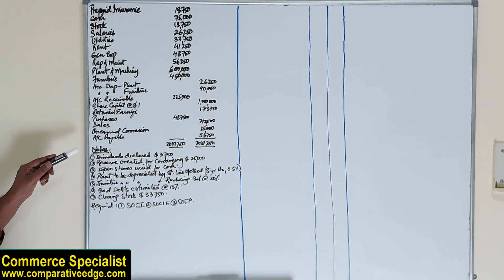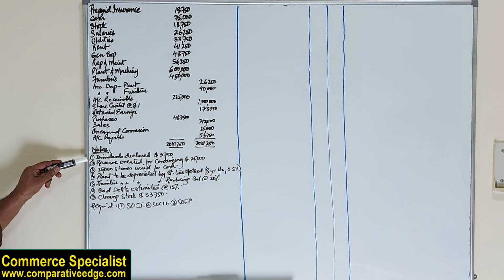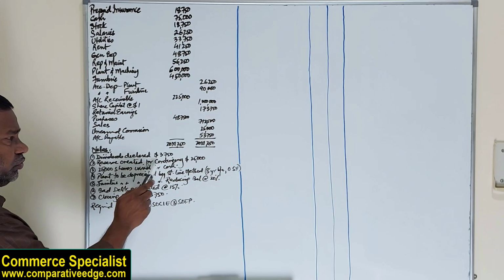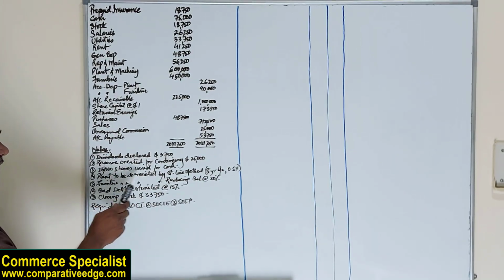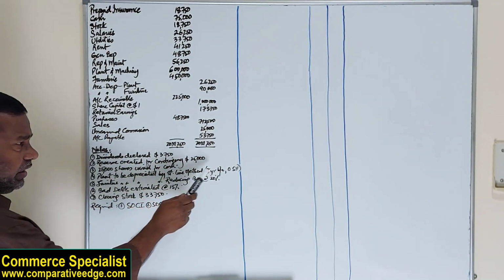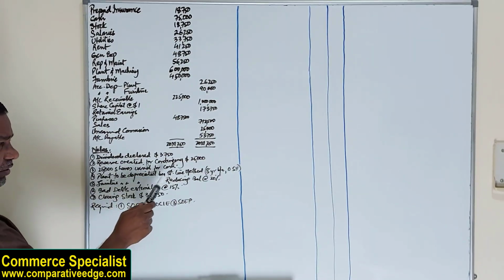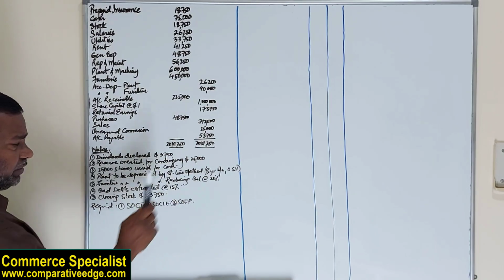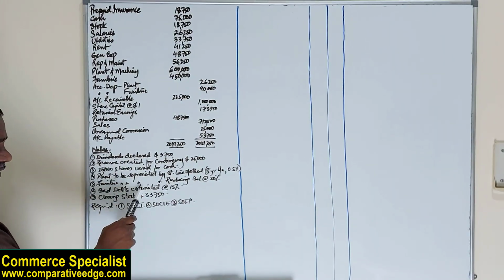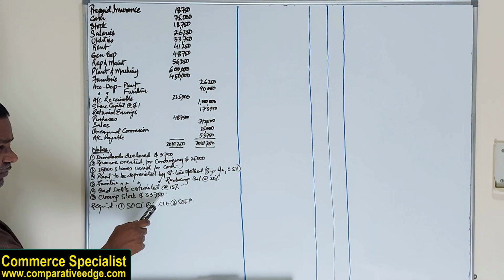totals are 2,081,250. Some adjustments are given here in the notes. Dividends declared 3,750, reserve created for contingencies 25,000, 25,000 shares were issued for cash, plant to be depreciated by straight line method, 8-year life, 0 salvage value. Furniture is to be depreciated by reducing balance method at 20%. Bad debts are estimated at 15% and closing stock is valued at 33,750.